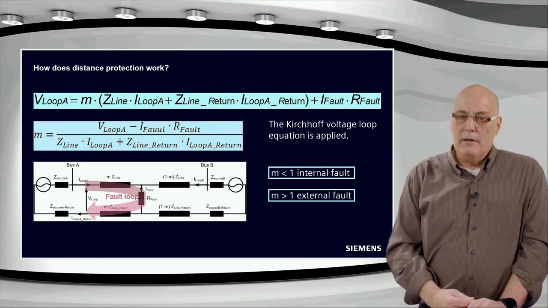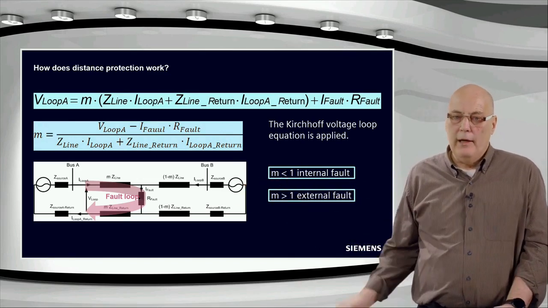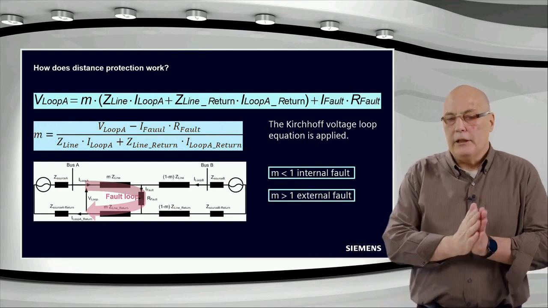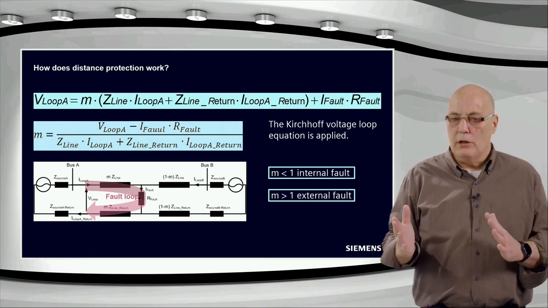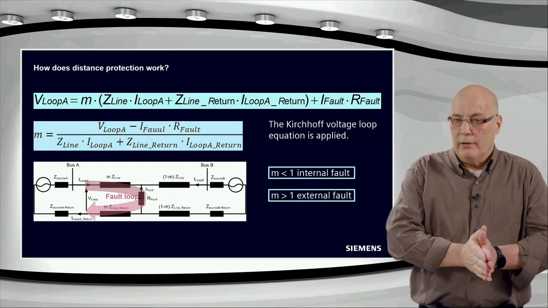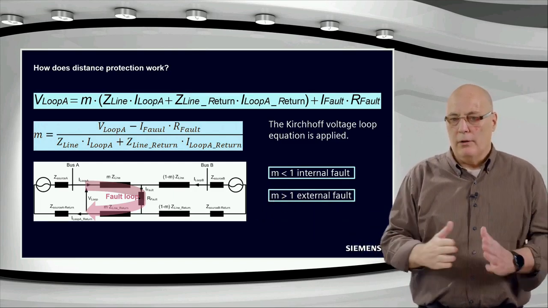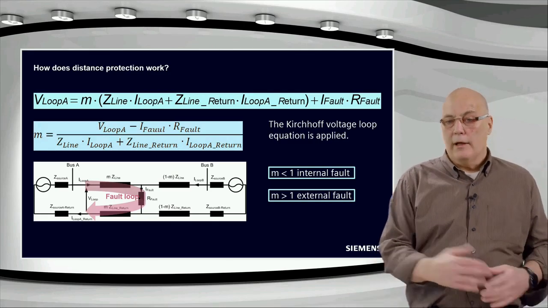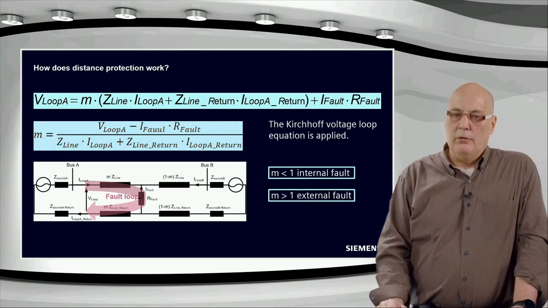It is a line or protected object, normally an overhead line. You can see we've taken a fault location in the line. The fault is at the location M along the line. So M is somewhere between 0 and 1 if the fault is on the line: 0 if the fault is right in front of the relay, 1 if it's at the end of the line, 0.5 in the middle, and so on. So M is an indication. If M is smaller than 1, we are inside, and if M is larger than 1, the fault is beyond the reach of the relay.